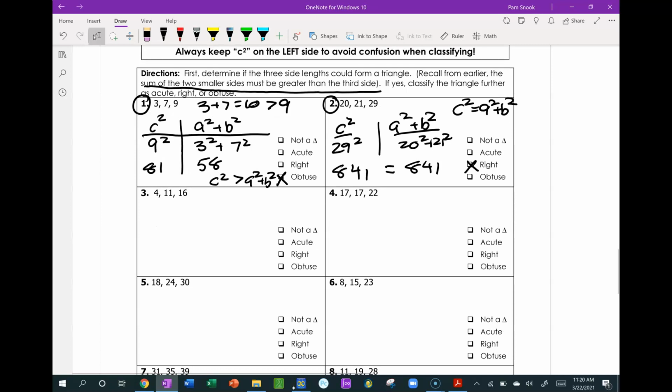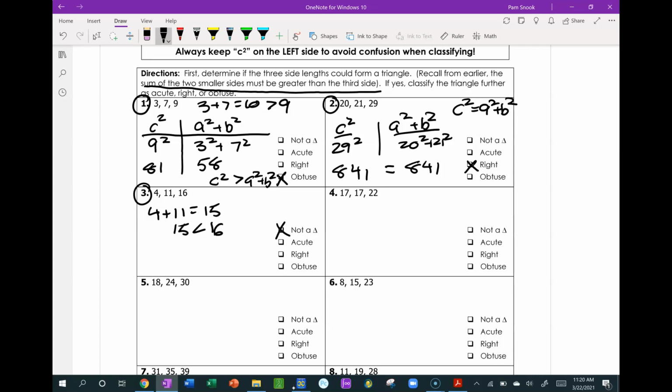Okay, now let's take a look at number 3. I'm going to do my quick check. 4 plus 11, that equals 15. That is smaller than 16. Therefore, I do not have a triangle. So I'm just going to mark not a triangle and move on.